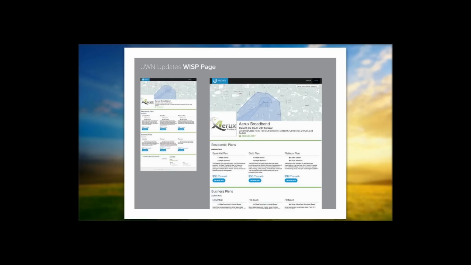Of course, you'll get a vendor page like this. And so this is where you can put your products, your plans, your contact information, and some customer reviews. So this is how a new customer would potentially reach out to you.